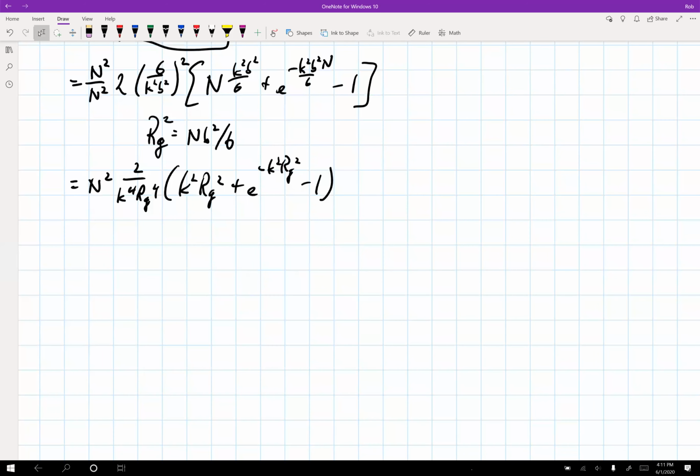Easy enough. And then this stuff is the thing that's commonly called the Debye function. So this is the Debye function. And so usually this term is just going to be written as n squared g hat D of k.